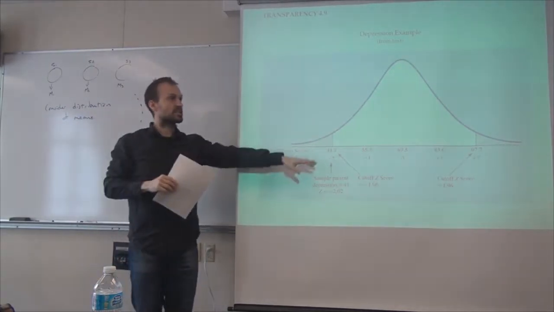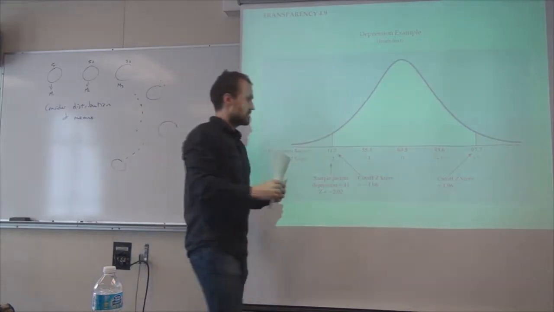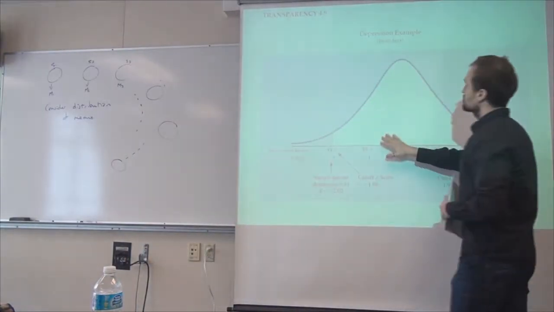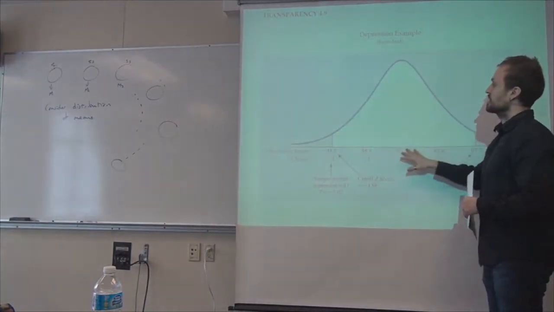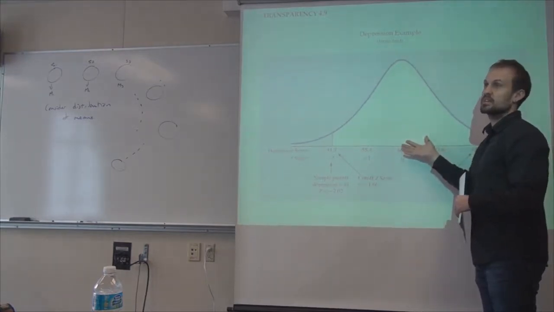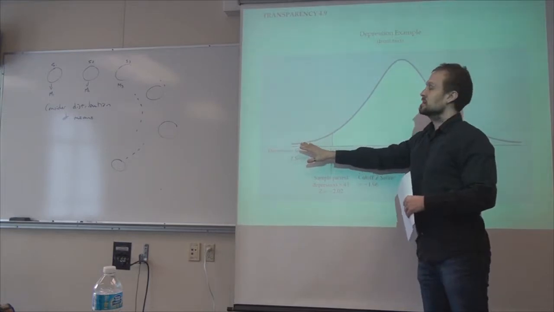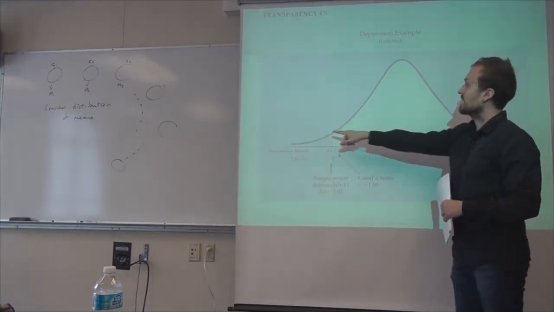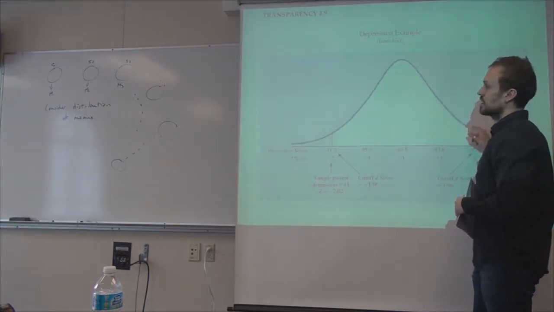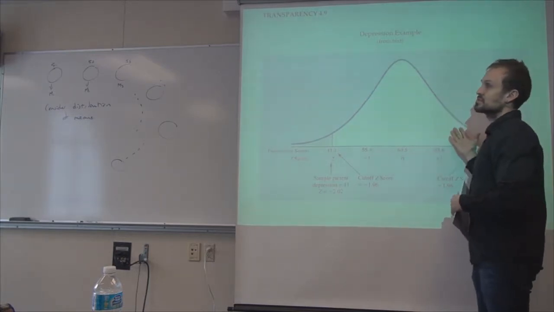Just like if I select individuals. Individuals with scores in this area over here are likely to be selected. There are a lot of them, but some of them are more extreme. So in order for me to know that, I have to look at the distribution of all individuals.